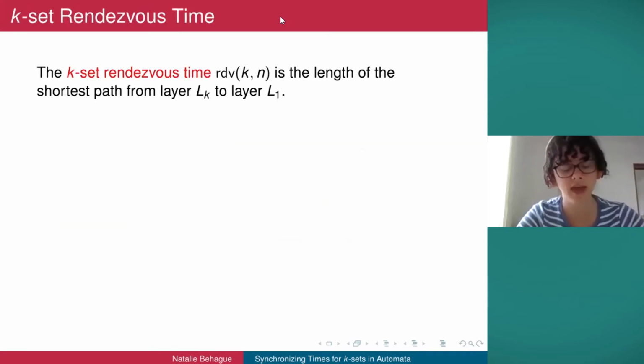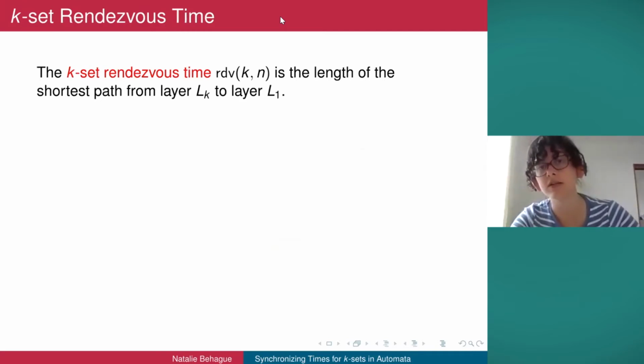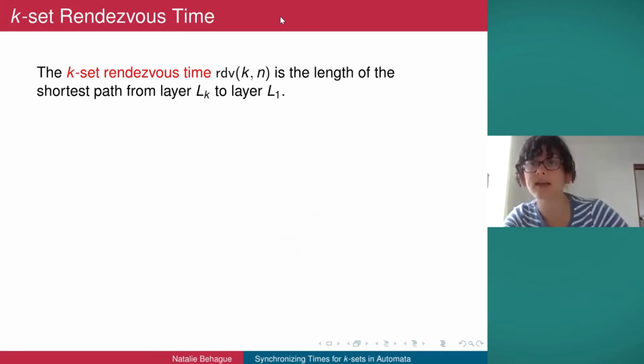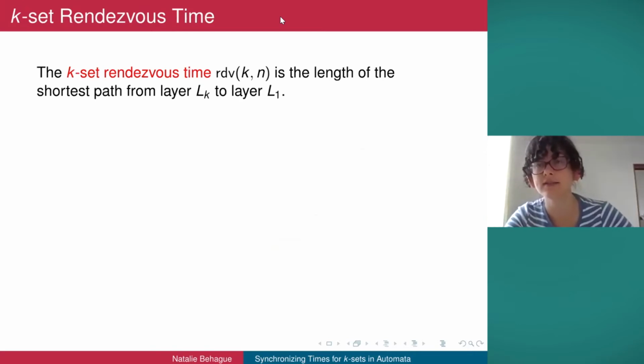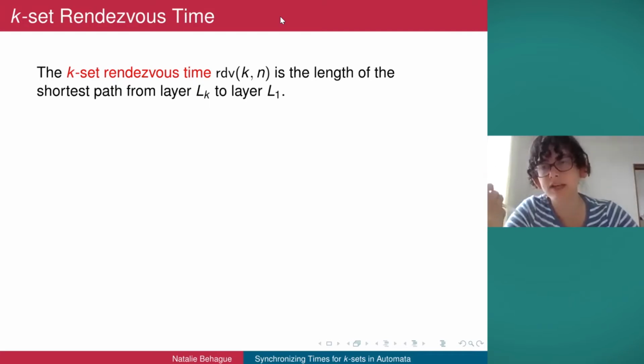So we call the k-set rendezvous time the length of the shortest path from layer k to layer 1. That's different from the Frankel-Pin thing, because I'm no longer saying take the worst thing in a layer, how long does it take to get to the next layer? I'm saying take the best thing in a layer, how long does that take to get down to a singleton? So it's sort of saying, I no longer care if there are k-sets that are really hard to squash. I just want to know what's the easiest k-set to squash and how long does it take to squash that.